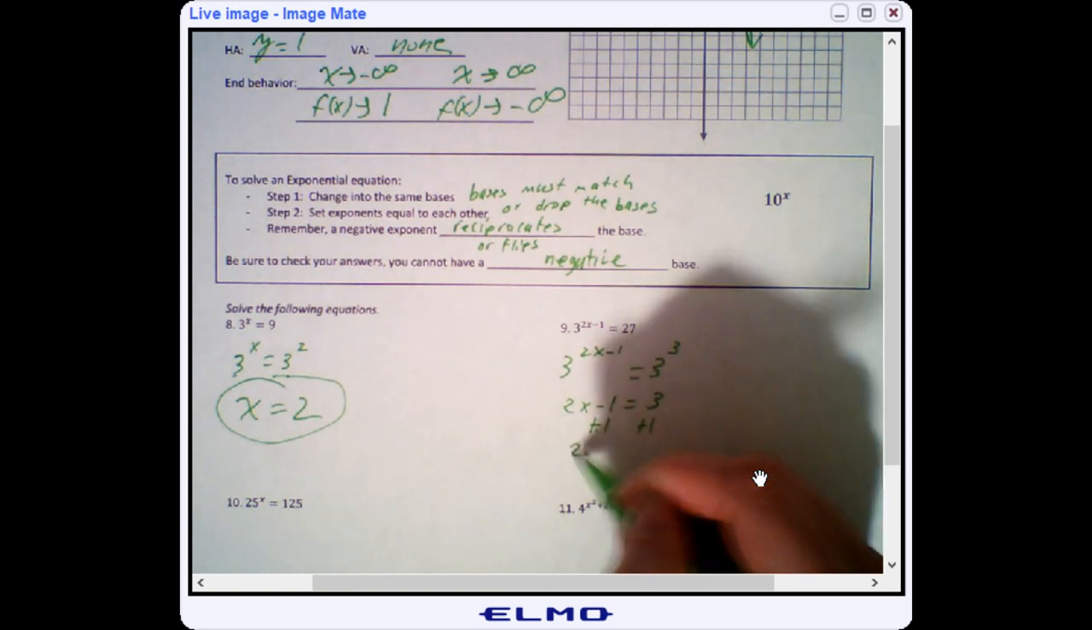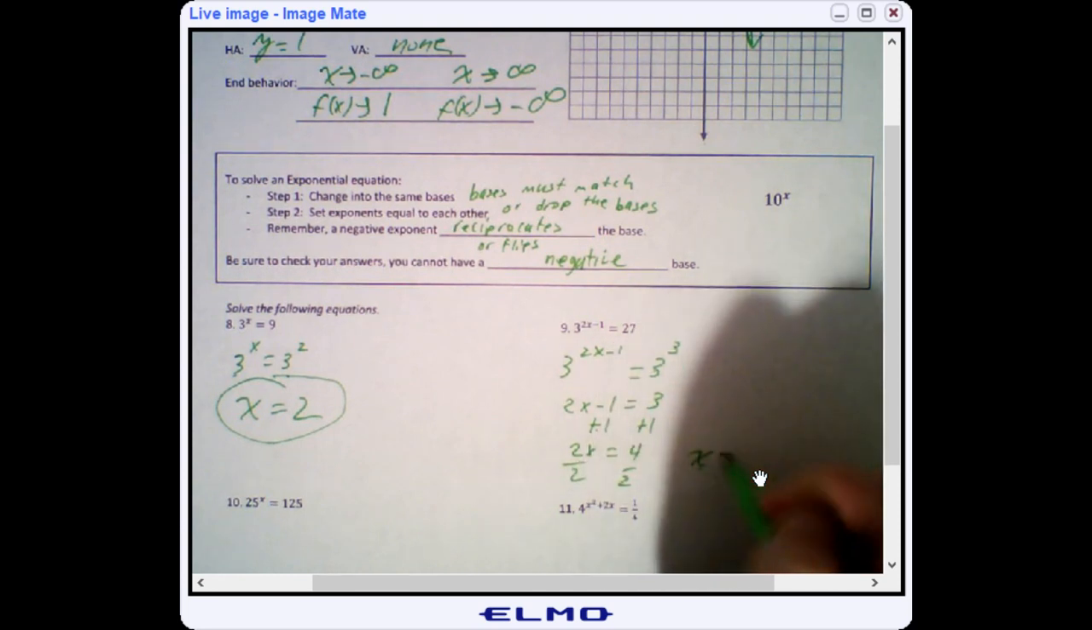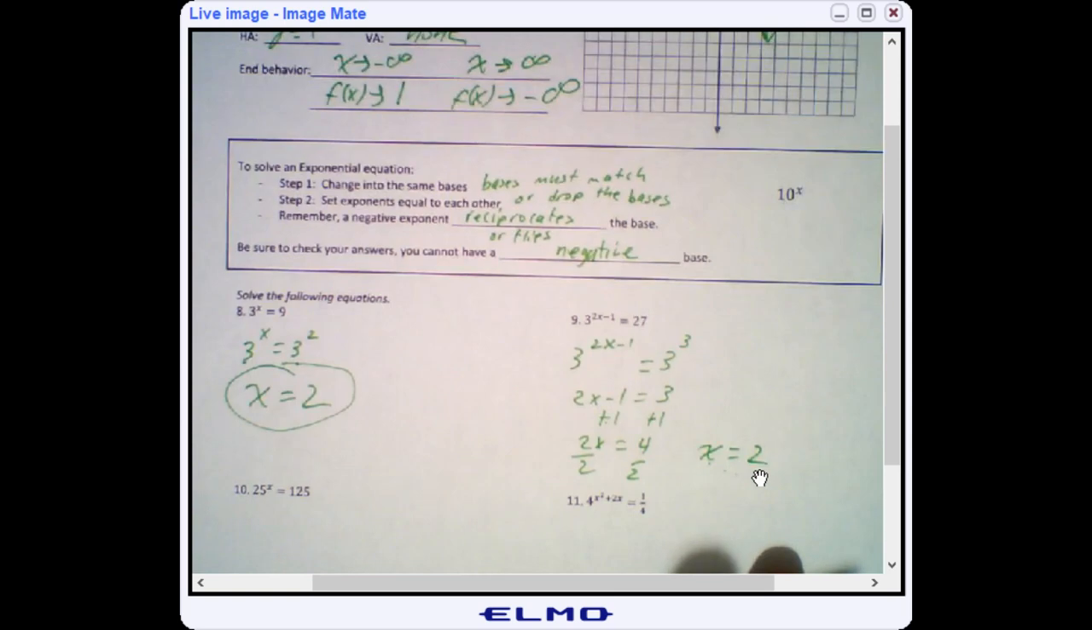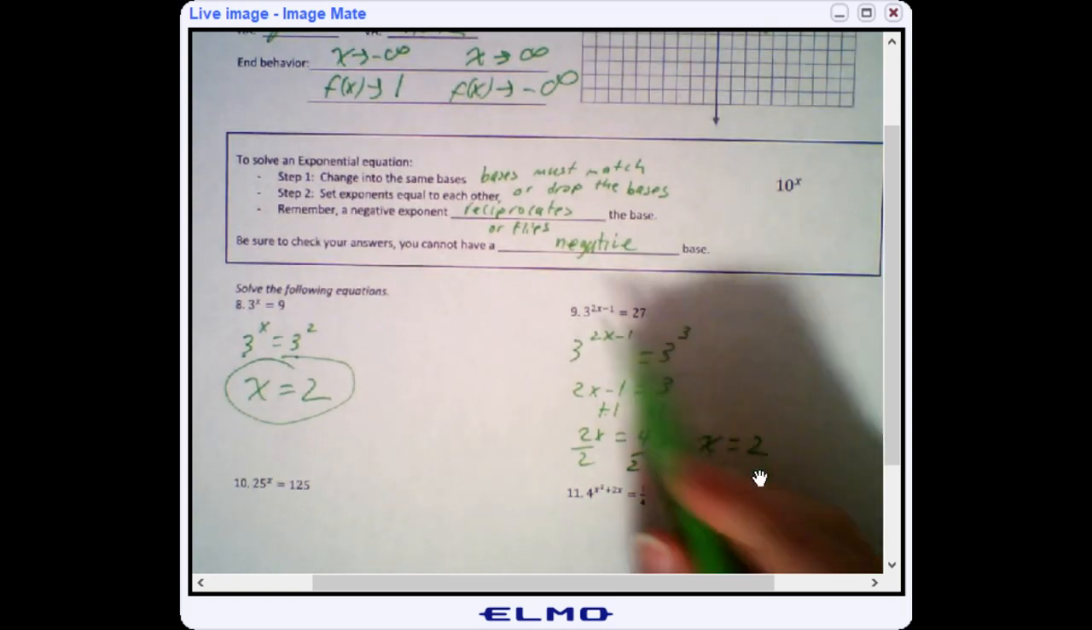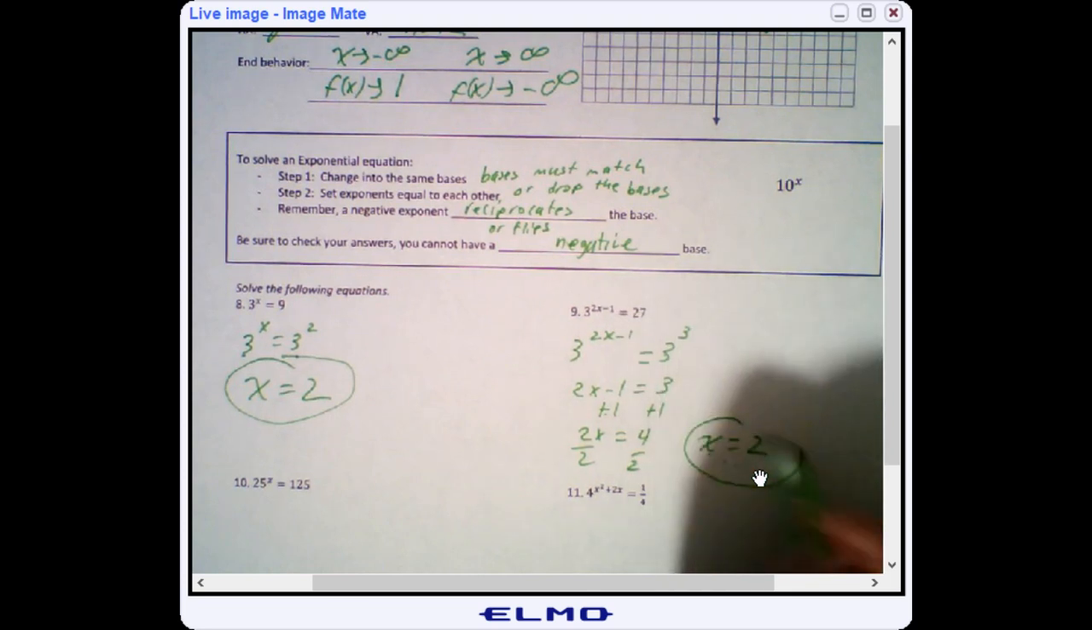I'm going to add 1 to both sides. 2x equals 4. Divide by 2. x equals 2. And then I'm just going to plug it in to check. 2 times 2 is 4, minus 1 is 3. 3 cubed is 27. So we're good.